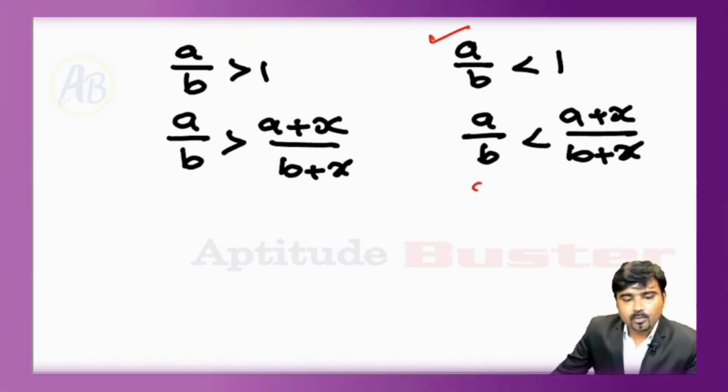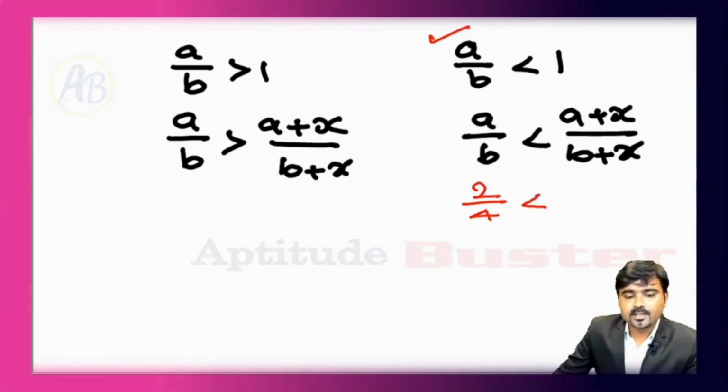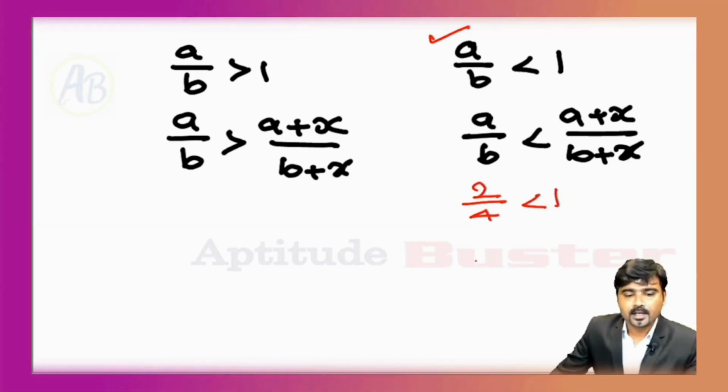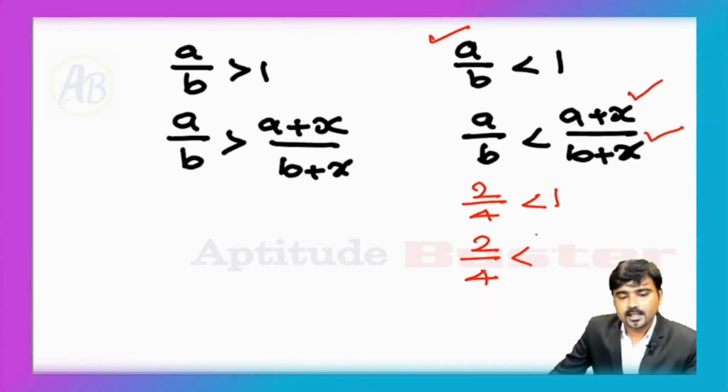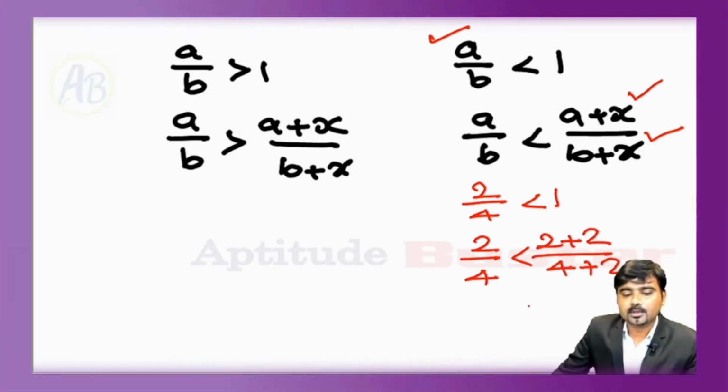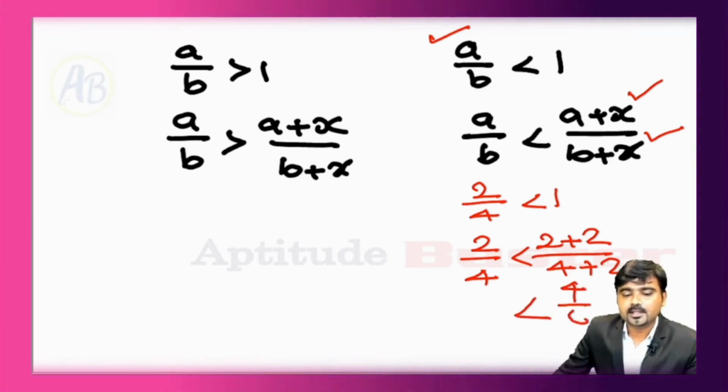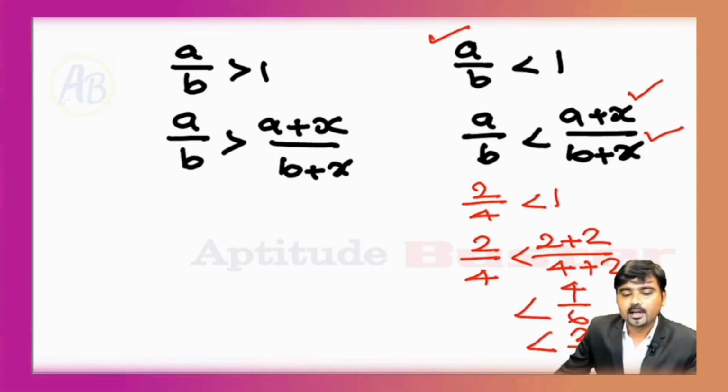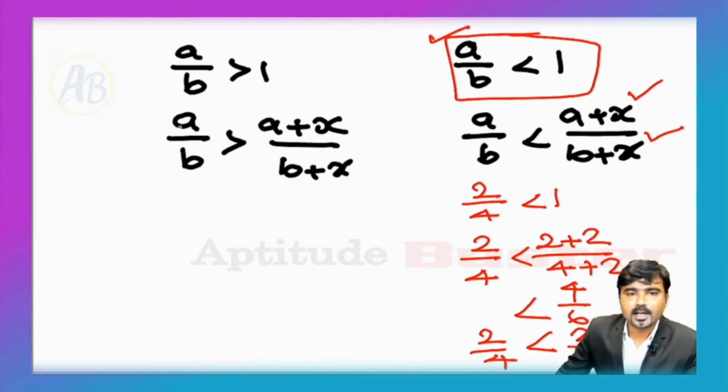If I take 2 by 4, 2 by 4 is less than 1, right? Okay, 2 by 4, keep it like this, 2 by 4 less than, add the same value to the numerator and denominator. Here 2 plus 2 divided by 4 plus 2. Okay, that is 4 by 6, that is nothing but 2 by 3. Now you understood 2 by 3 is more than 2 by 4. So this is clear, right? Once this is clear, then this also you can understand easily.